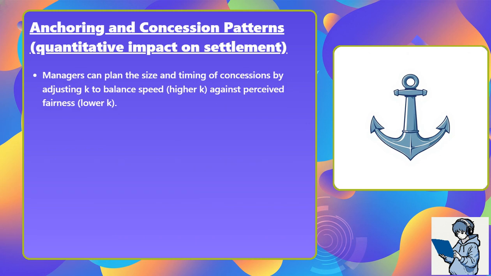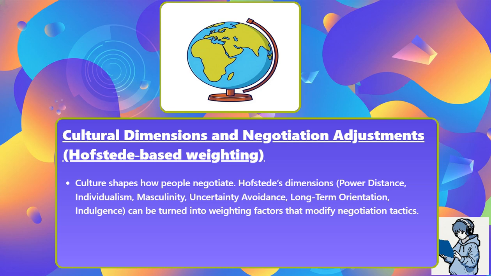Managers can plan the size and timing of concessions by adjusting k to balance speed, higher k, against perceived fairness, lower k. Culture shapes how people negotiate. Hofstede's dimensions, power distance, individualism, masculinity, uncertainty avoidance, long-term orientation, indulgence, can be turned into weighting factors that modify negotiation tactics.